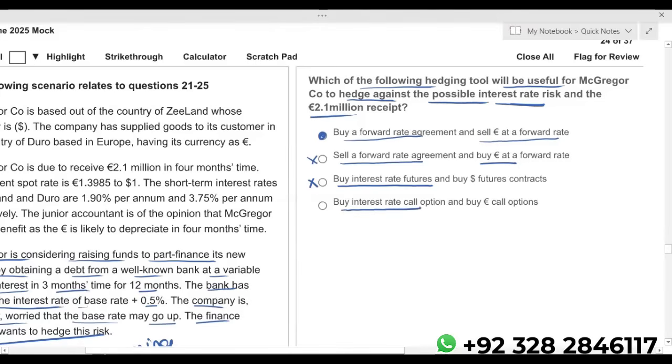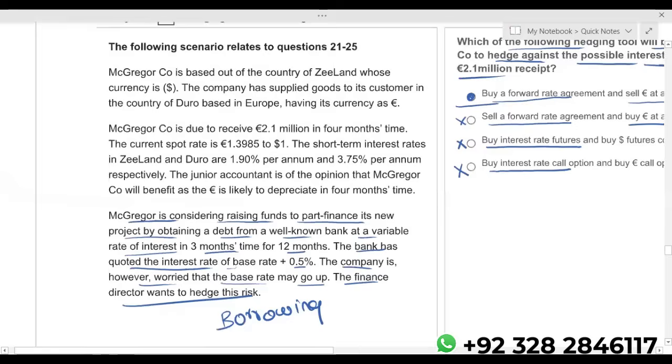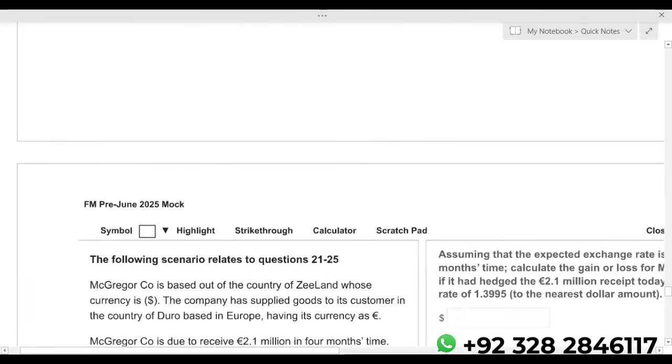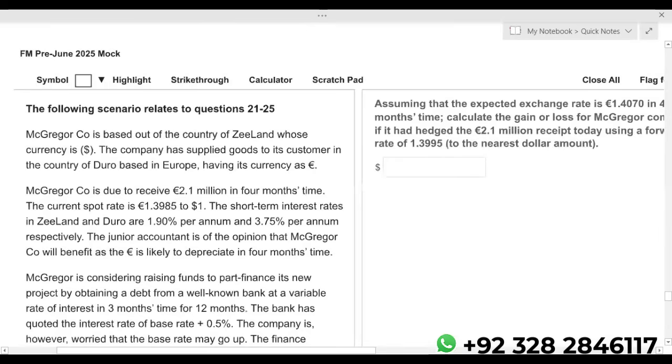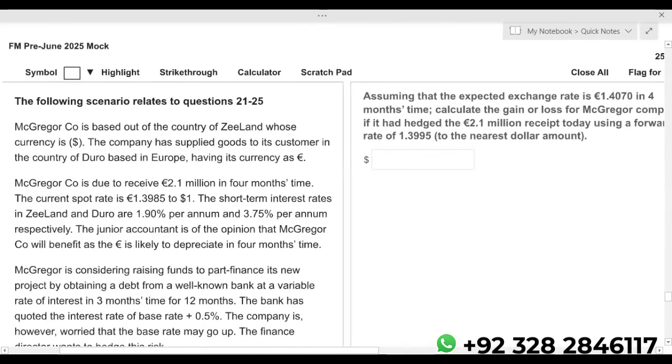Buy interest rate call, a borrower basically buys a put option. So basically only the first one is the correct answer. Okay. Well, so far it looks easy. I don't know what is coming next.